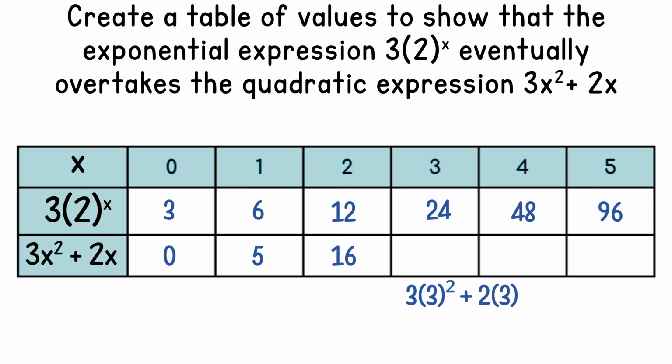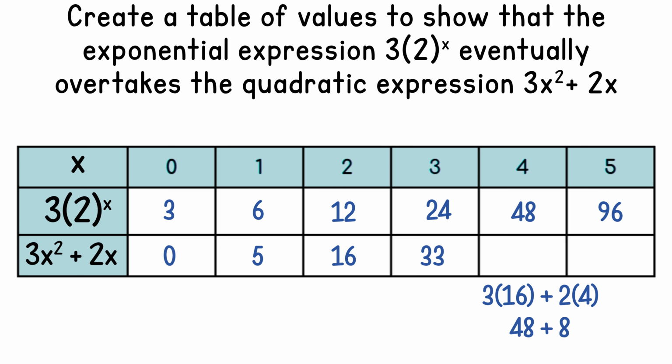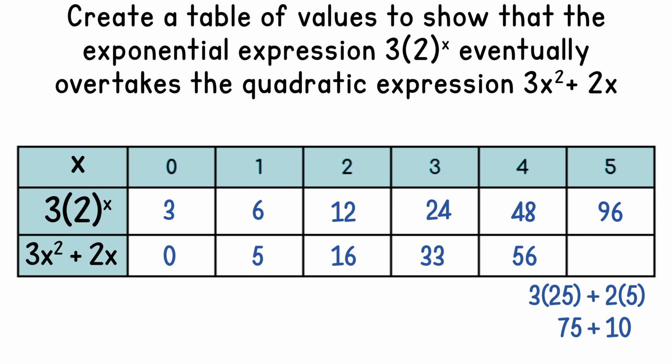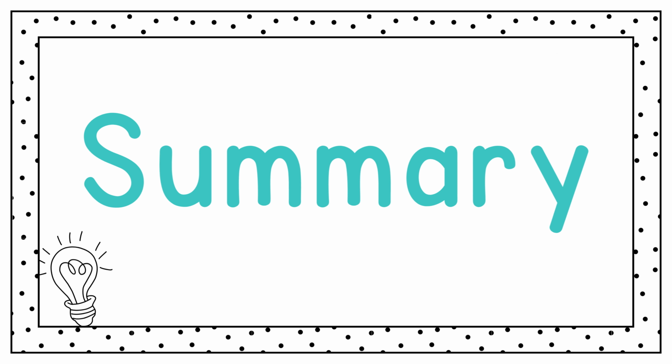Now we'll replace x with 3, and 3 squared gives us 9. Multiplying gives us 27 plus 6, or 33. Now we'll replace x with 4, and 4 squared will give us 16, and when we add the products, we'll get 48 plus 8, or 56. And on our last one, we'll replace x with 5, and 5 squared gives us 25, so we'll have 75 plus 10, giving us a value of 85. So we can see that the exponential function did take over, and its values were a lot larger heading towards the end. Now let's summarize what we've learned.